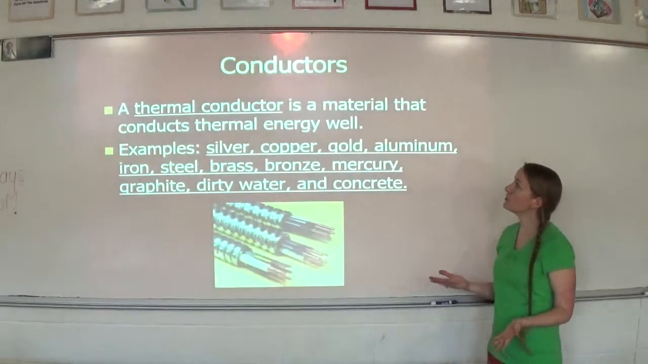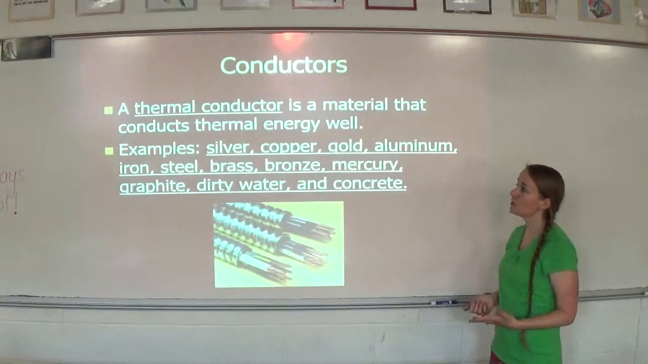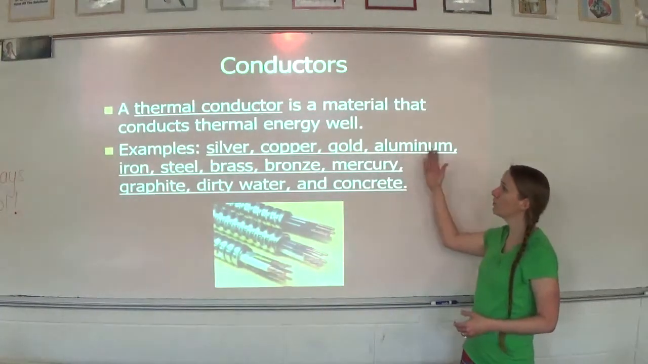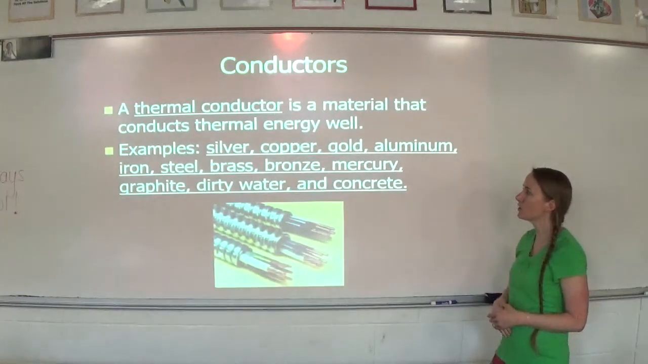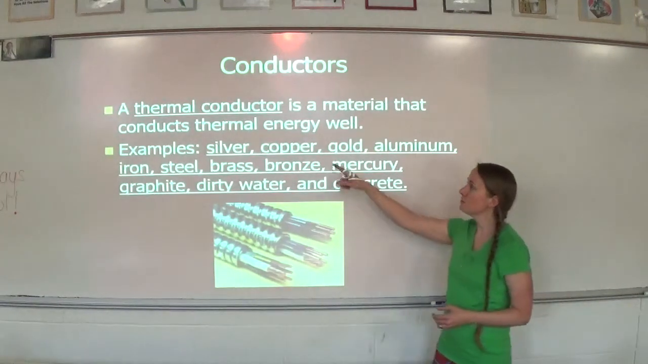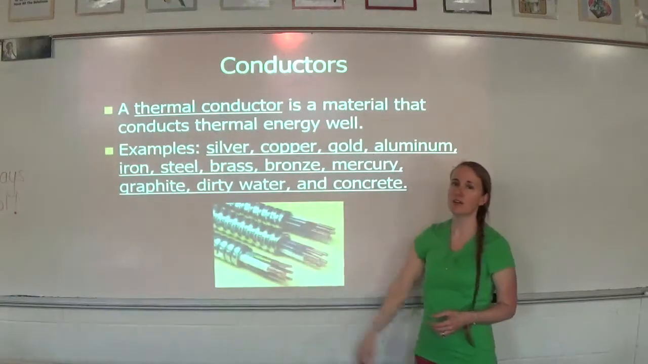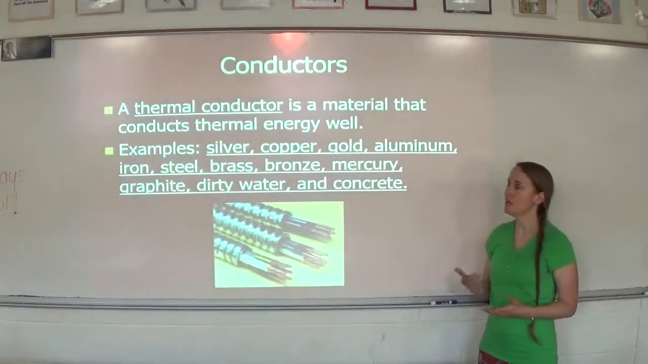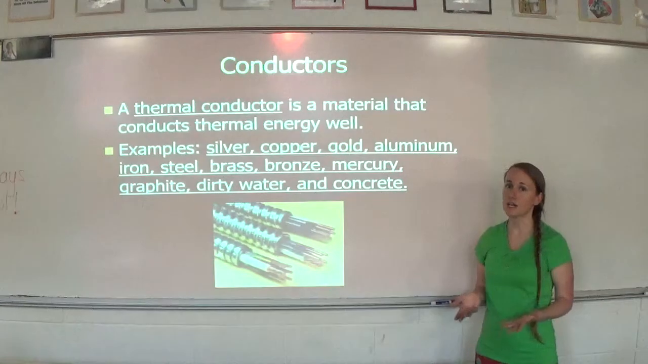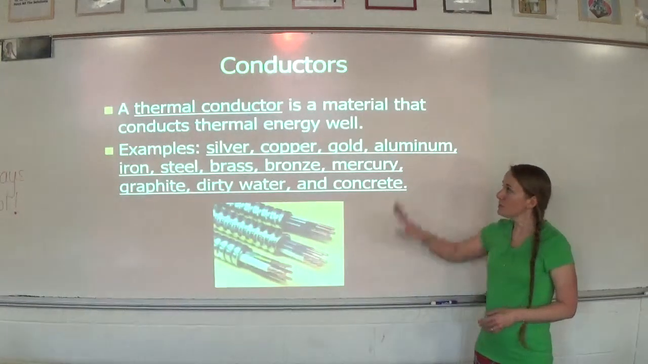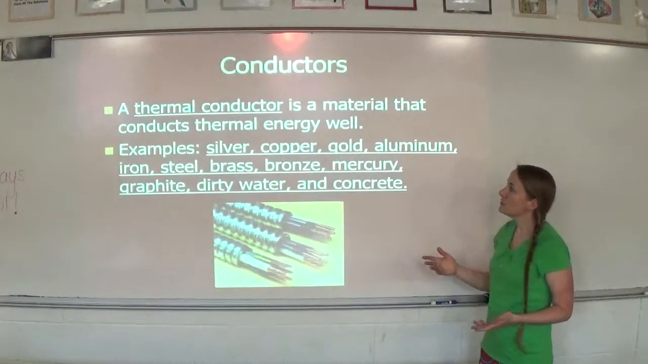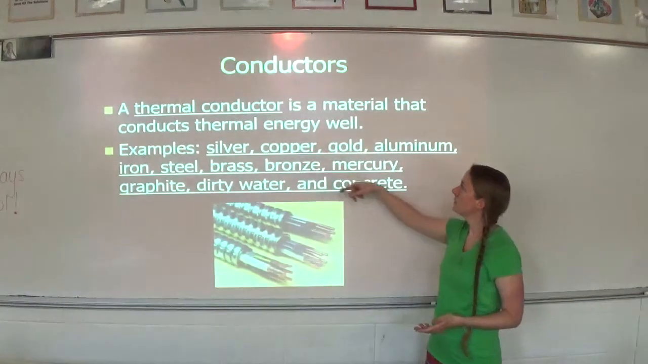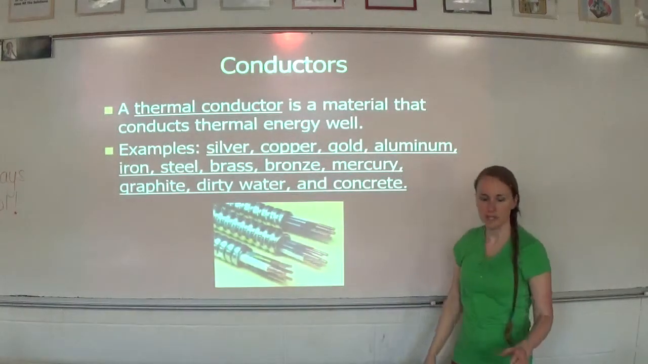A thermal conductor is a material that conducts thermal energy well. Examples are silver, copper, gold, aluminum, iron, steel, brass, bronze, mercury, graphite, dirty water, or concrete. Notice most of these are metals, and by dirty water I mean it's water with something in it. Pure water itself is not a good conductor. So maybe just know a couple of these. Just pick a couple of the metals, like ones that would be easy to remember: silver, copper, gold. Those are three pretty easy ones to remember.